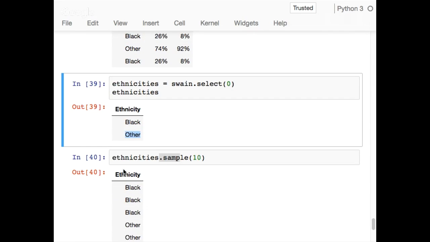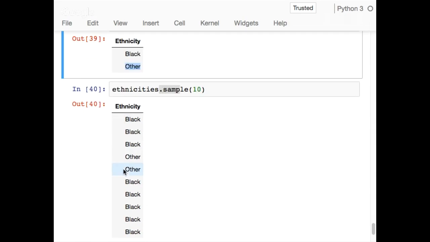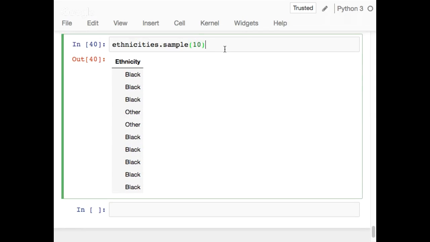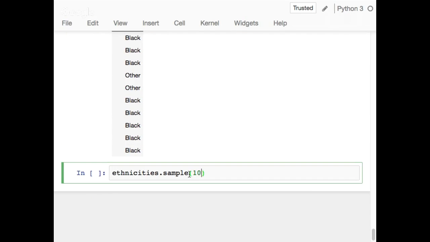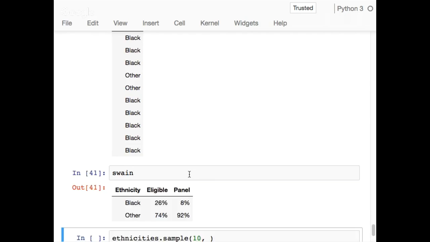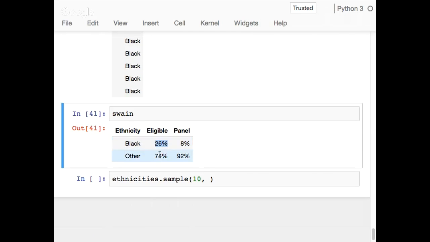Instead, I want it to be as if I had taken it from my actual population, which was 26% black, 74% other. So in my actual panel, I should see, on average, fewer blacks and more people of other ethnicities, right? So I don't want to do just sample 10, although it is getting me closer. I want to instead do sample with some different weights. Okay, so I have my swaying table. I want to say sample according to these proportions. Don't sample 50-50. Sample 26% black, 74% other.